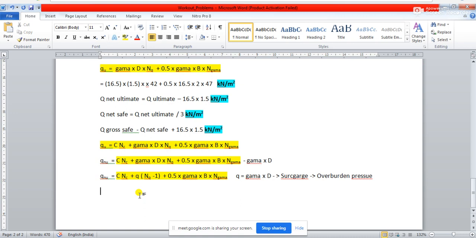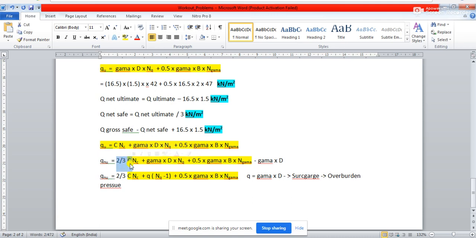You remember? For local shear failure, this will become 2/3, so obviously this will also become 2/3. Because when the shear failure is happening because of local shear, you will have to use 2/3 of the original cohesion. So it will become 2/3 c. Now what will happen to this gamma D, Nq and other things?